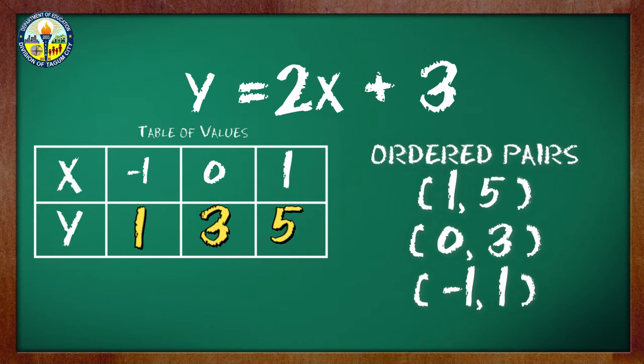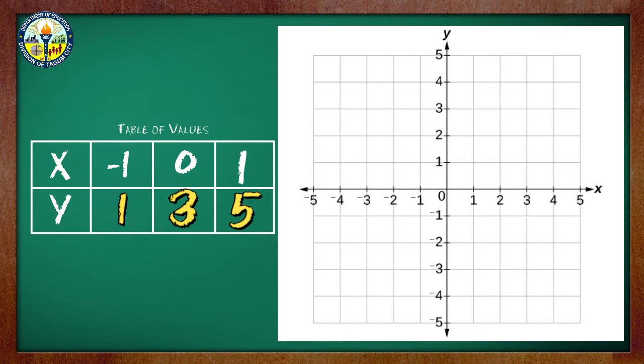Let's plot the points using these ordered pairs on the Cartesian plane. So, for the first point, we have x is 1 and y is 5. The point is here. Then the second point is x is 0 and y is 3. Here. The last point is here. x is -1, y is 1. We got 3 points.